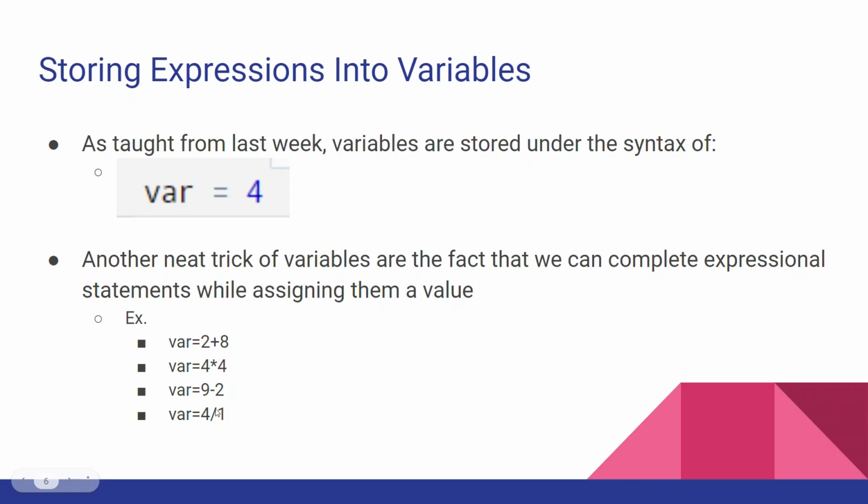We can also store expressions into variables. Right now, you're going to see examples such as 2 plus 8, 4 times 4, and you might be like, why should we do this multiplication when we already know our final answer is going to be 16, or 10, or 7, or 4? However, in many situations, we have to divide two variables with each other, or multiply them, or add them together. As a result, we probably won't know what these numbers are storing inside and are going to need to divide them and store them into a new variable, in this case var. As a result, we can complete expressional statements while also assigning a value to a new variable.